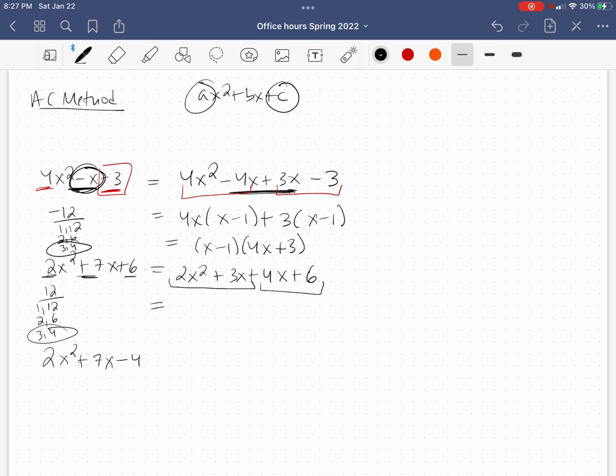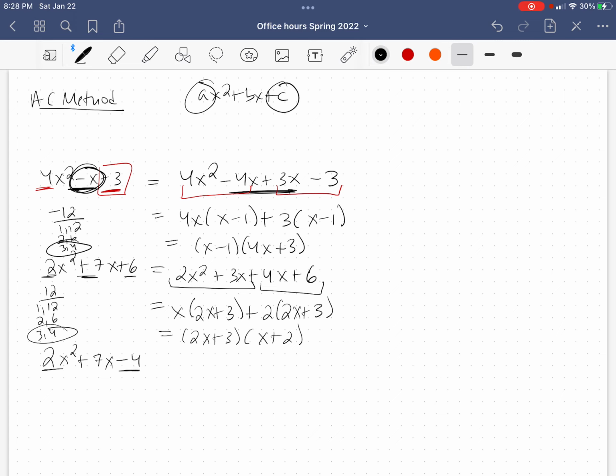I factor by grouping. Out of the first 2 I can pull an x and be left with 2x plus 3. Out of the second 2 I can pull a 2 and be left with 2x plus 3. I can then pull out that 2x plus 3 and that leaves behind an x plus 2. Okay. All right, one more.